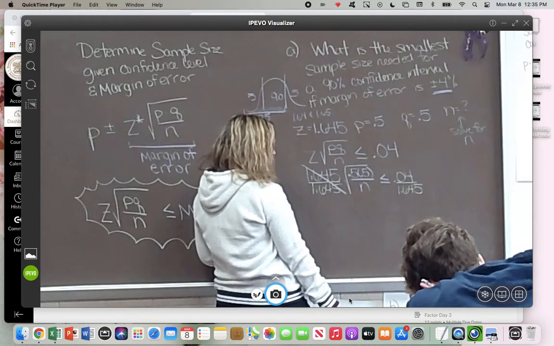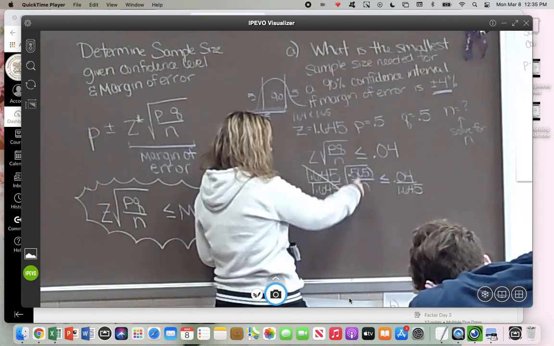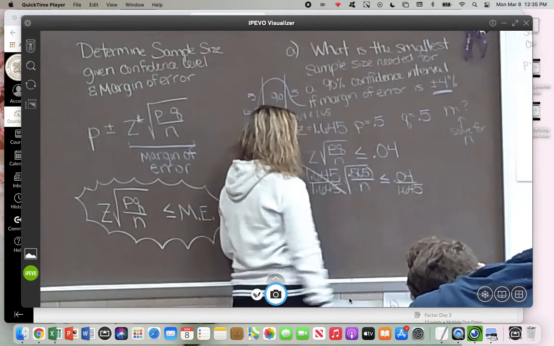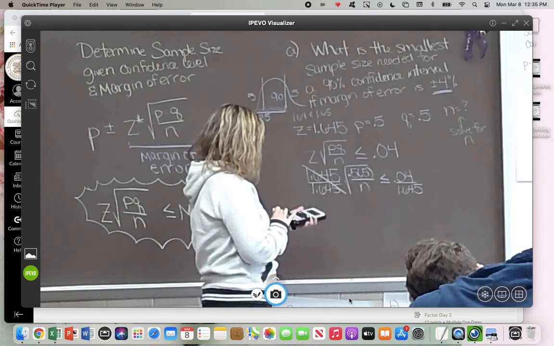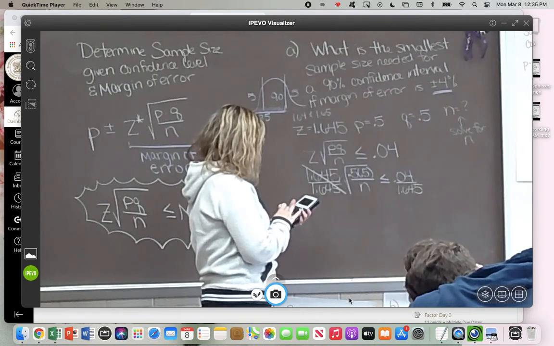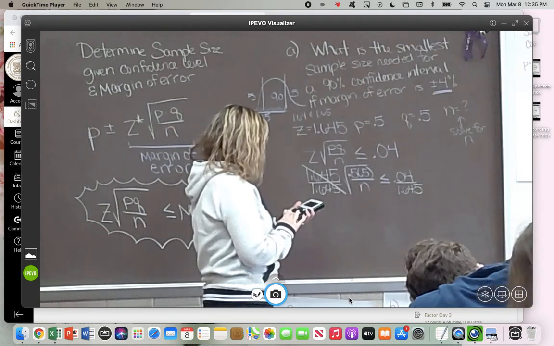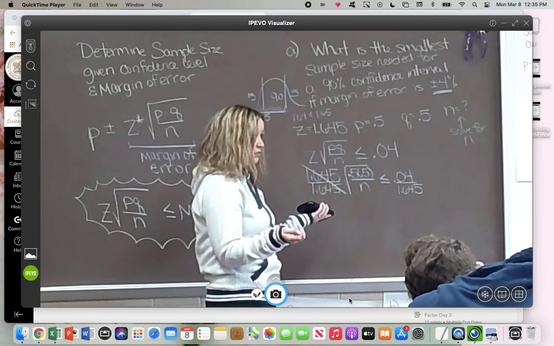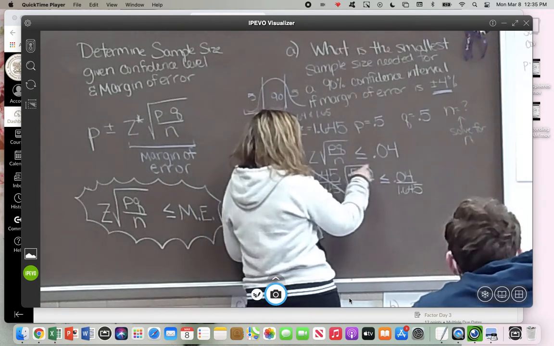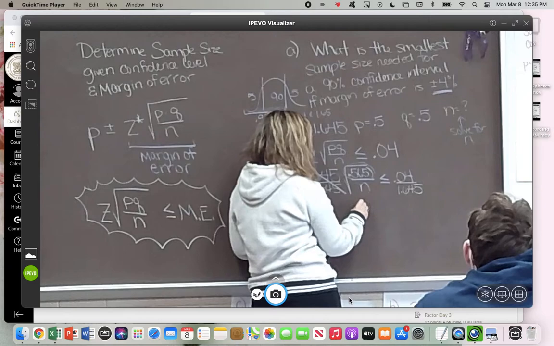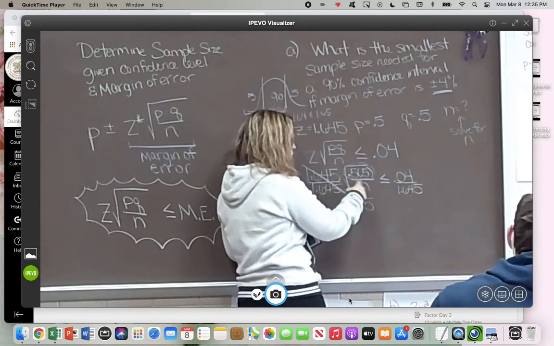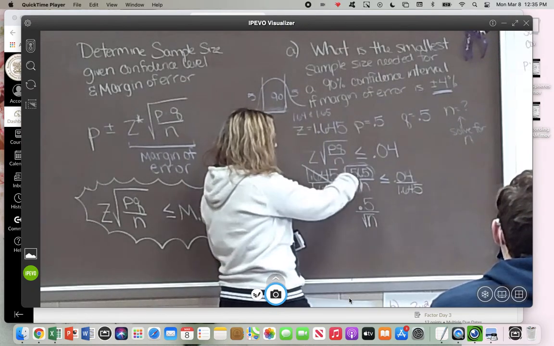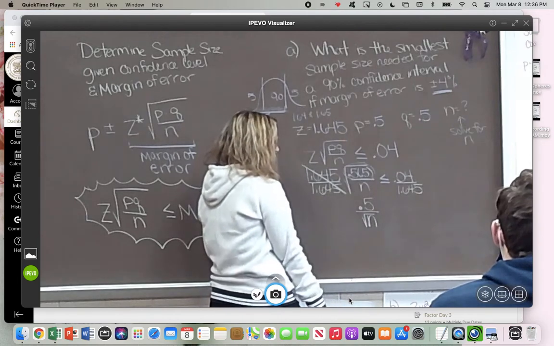So now, let's simplify the numerator. What would be the square root of 0.5 times 0.5? You guys can just type that right in. It's 0.5, because isn't 0.5 times 0.5 squared? Take the square root, which is 0.5. So this right here simplifies to 0.5. Now, the square root of n can't be simplified. So we just leave it the square root of n. Because if it's all in one fraction, it means take the square root of the top and the bottom.